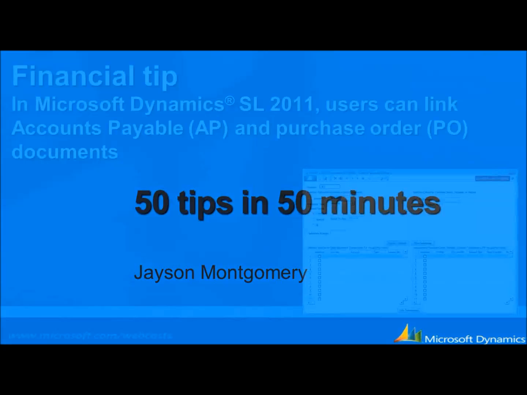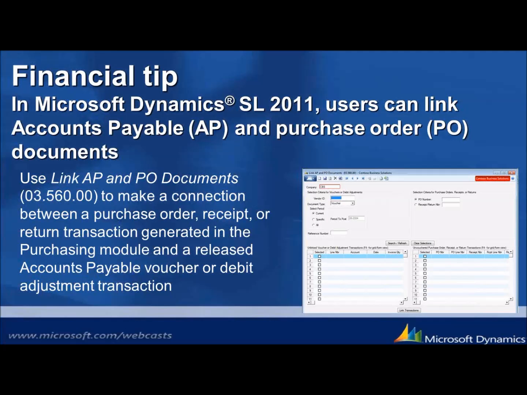All right, so now we're going to get started. Our first tip is the ability to link AP and PO documents. Many times vouchers are created for purchase orders prior to receipt, or maybe the purchase order isn't selected when users go to create the vouchers, and then you're left with a receipt that's sitting out there reflecting an unvouchered status.